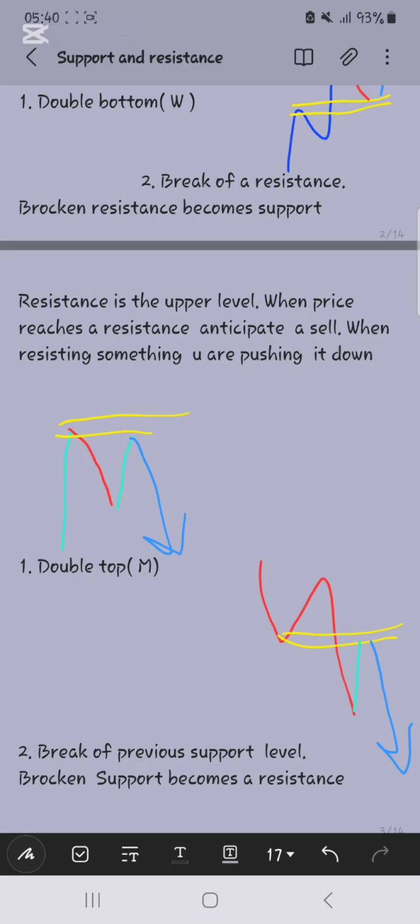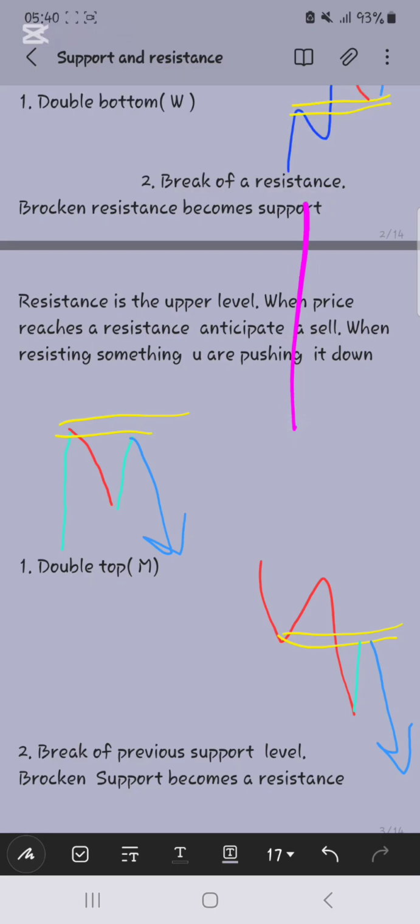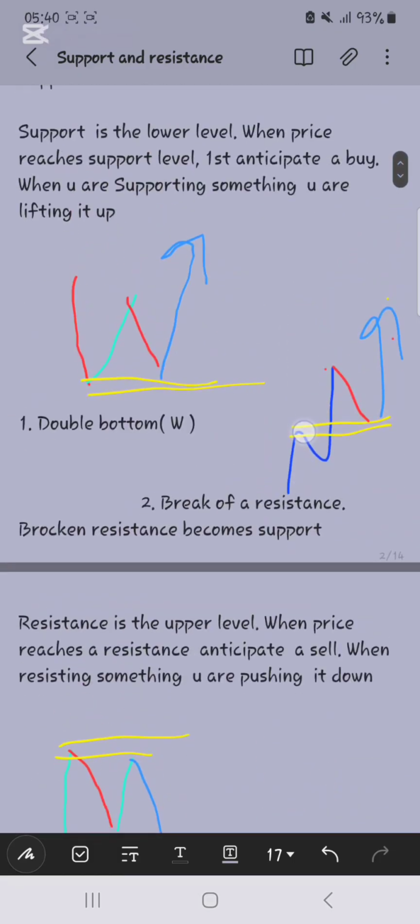And again, don't trade these unless you're experienced. If you are still a beginner, don't trade these types of setups. I'm going to show you what you have to trade instead. Over here, as we can see, the market is trending up. So how do we get our entries? First of all, what you have to look for is a break of this resistance.